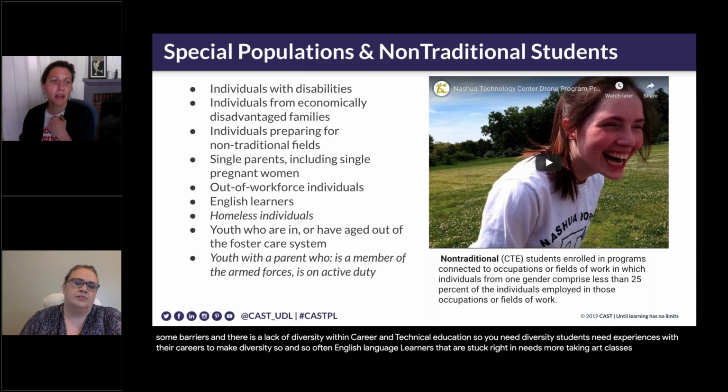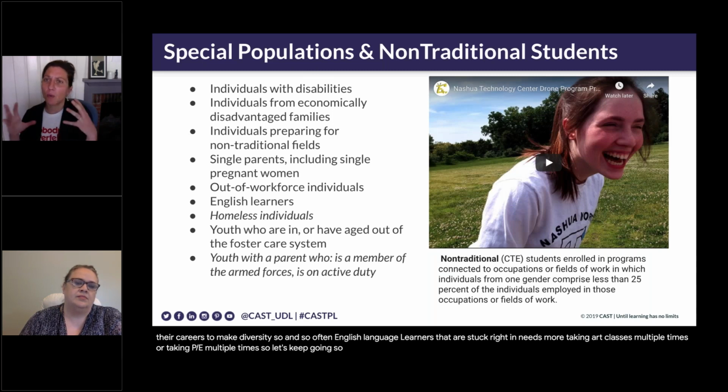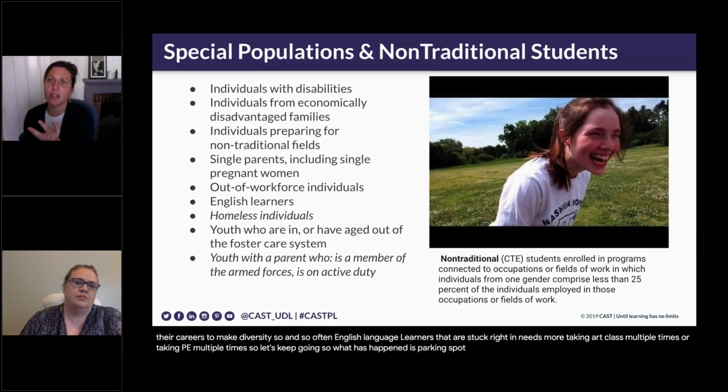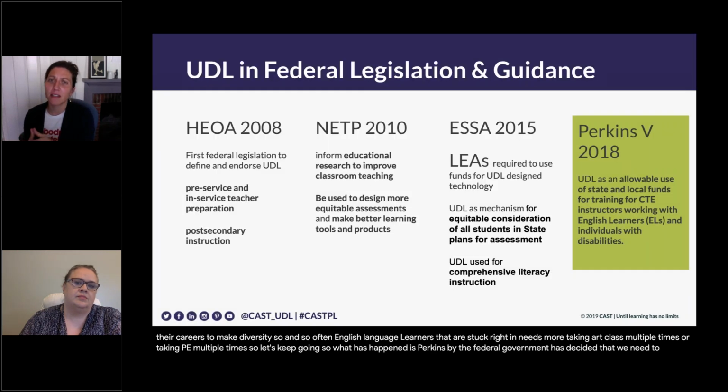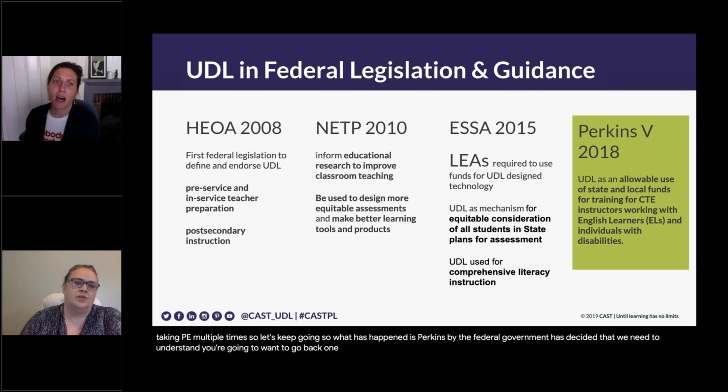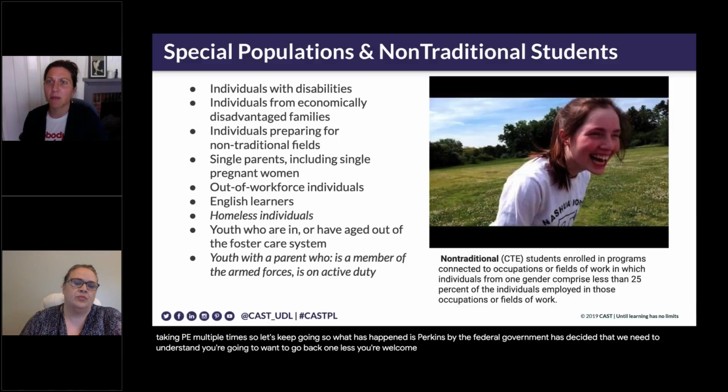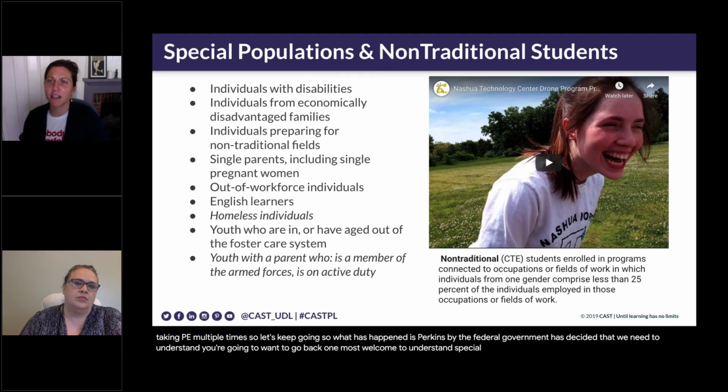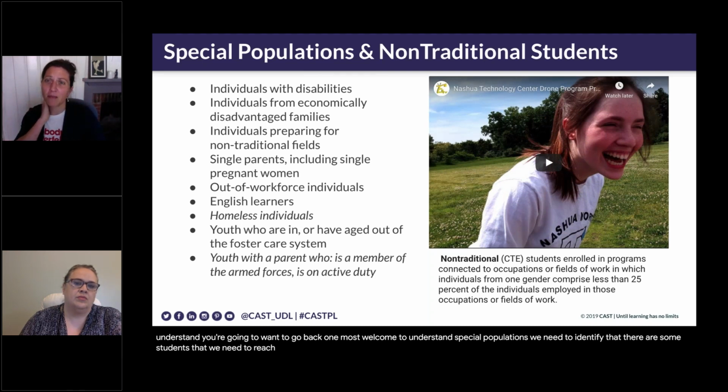So let's keep going. What has happened is Perkins 5, the federal government, has decided that we need to understand special populations. We need to identify that there are some students whom we need to reach out to and make sure that they feel included and create pathways for them. I'm not going to go over these definitions. If you're all in CTE, you understand the special populations.